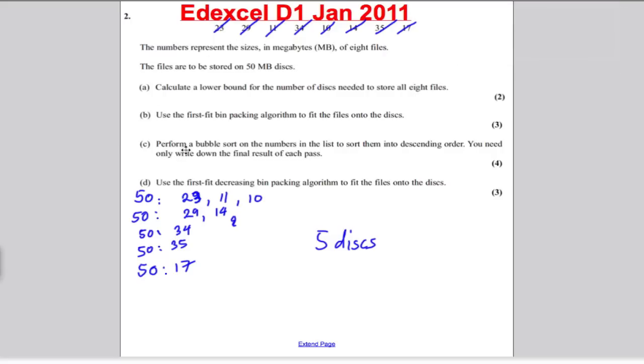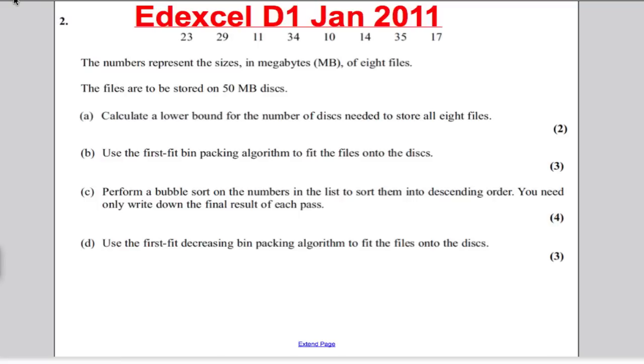Okay, next it wants us to perform a bubble sort on the numbers in the list to make them in descending order. You only need to write down the result of each pass. Okay, so we're going to do a bubble sort on these numbers here. Let's write them down: 23, 29, 11, 34, 10, 14, 35 and 17.